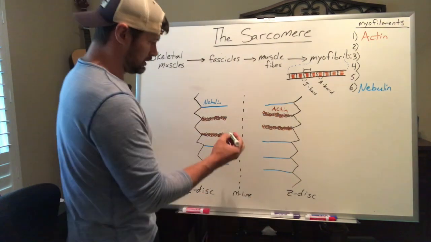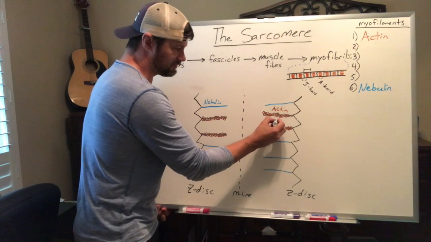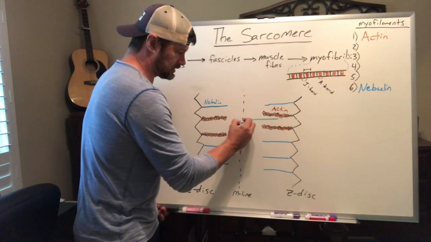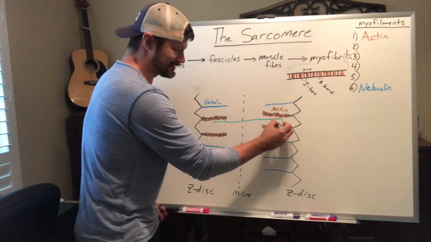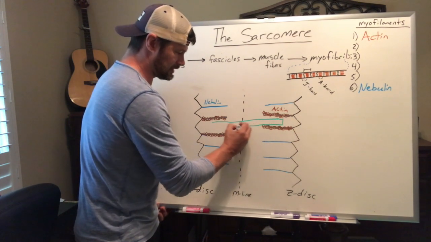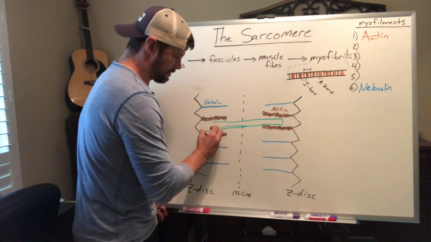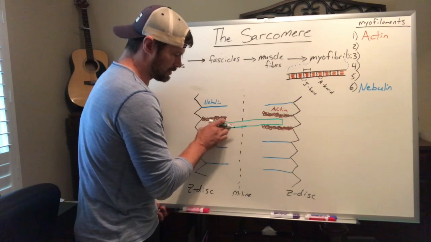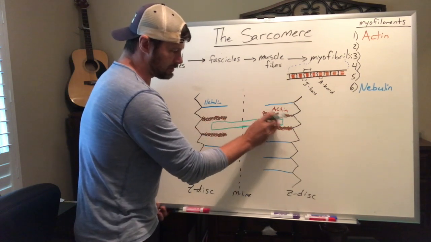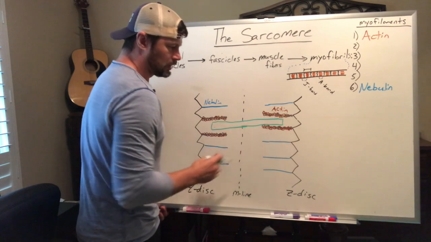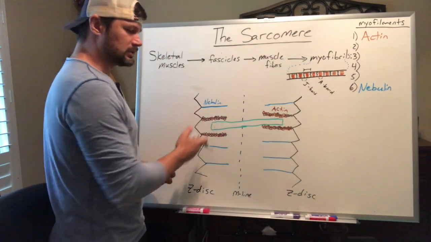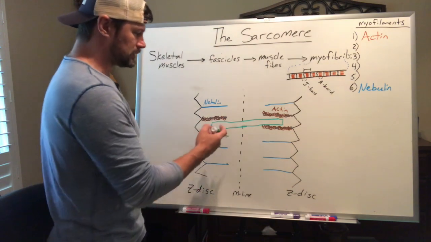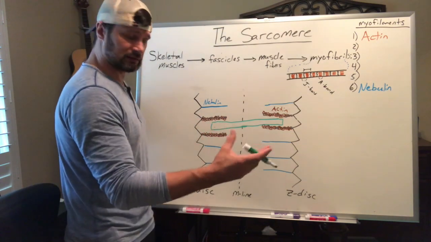I didn't draw these perfectly lined up. It's okay, it doesn't have to be perfect. My myosin's going to be a little crooked, and that's not the end of the world, I promise. For the sake of studying, it's okay. So there is my myosin. Myosin is also known as the thick filament, whereas actin is known as the thin filament. And the reason why is because myosin is thick.